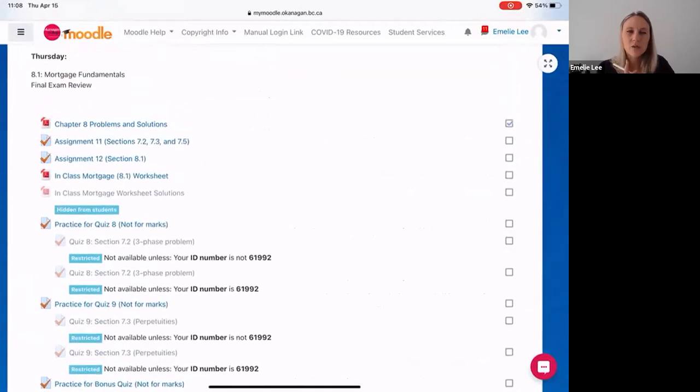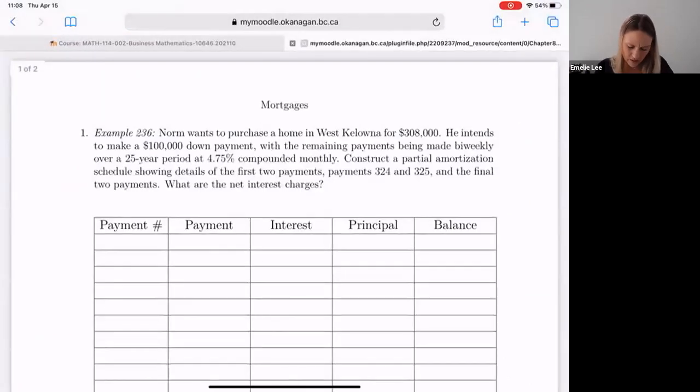Okay, so today, notice that there's an in-class mortgage, which is section 8.1 worksheet. And so you should have something that looks like this, either available, or this is what we're gonna work through.